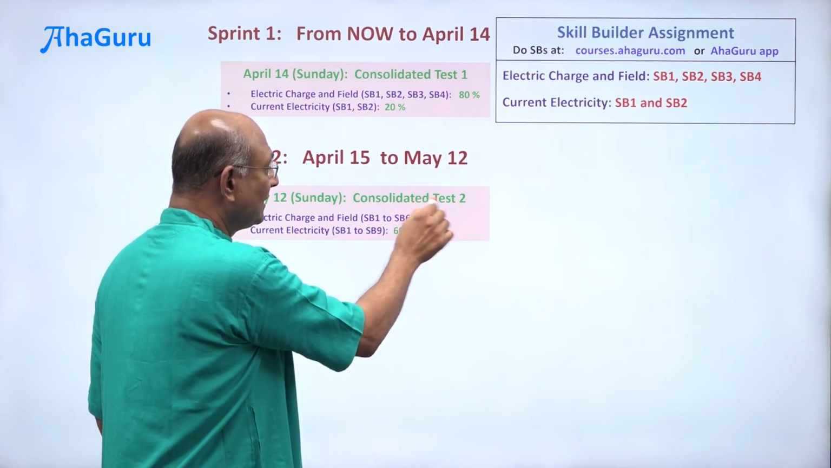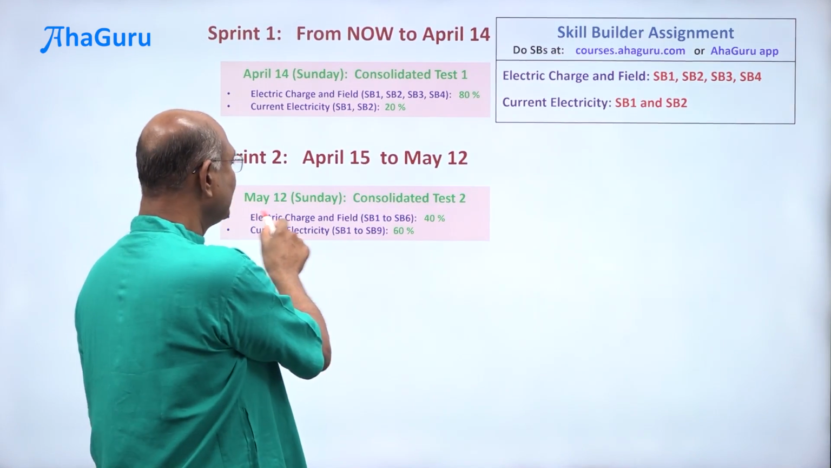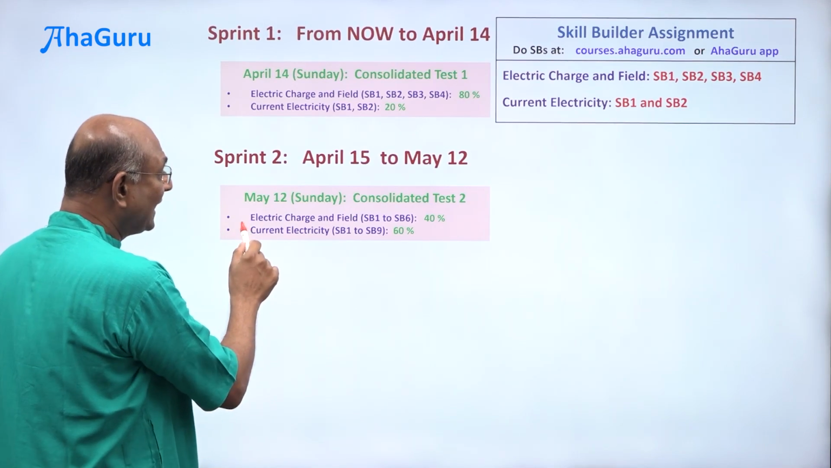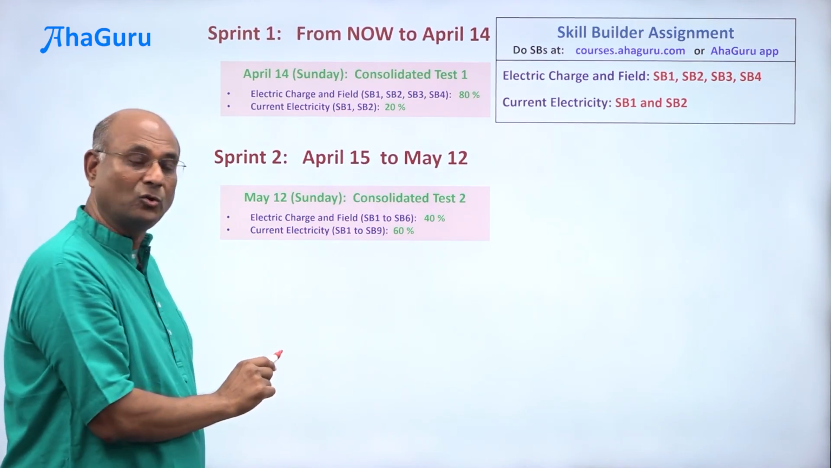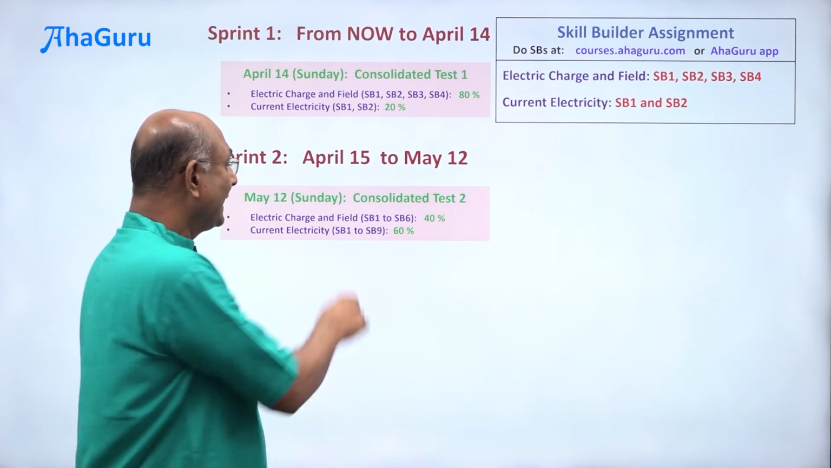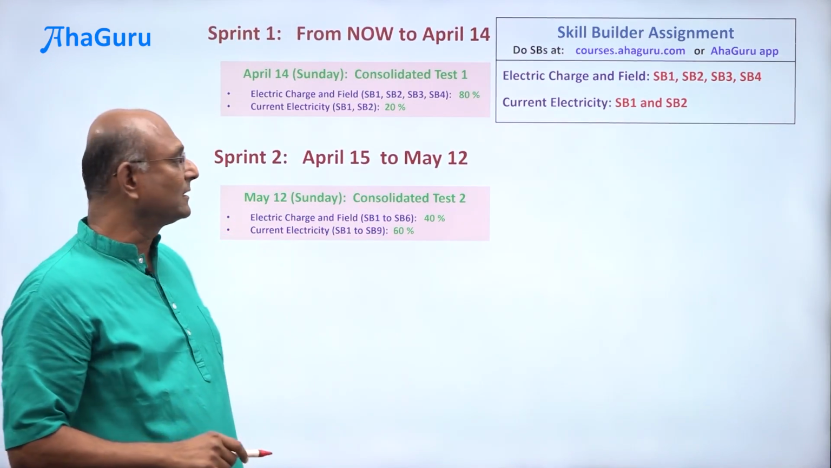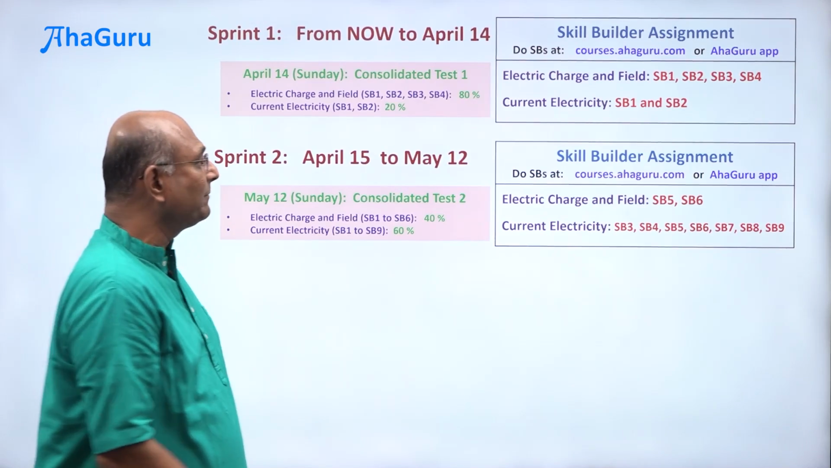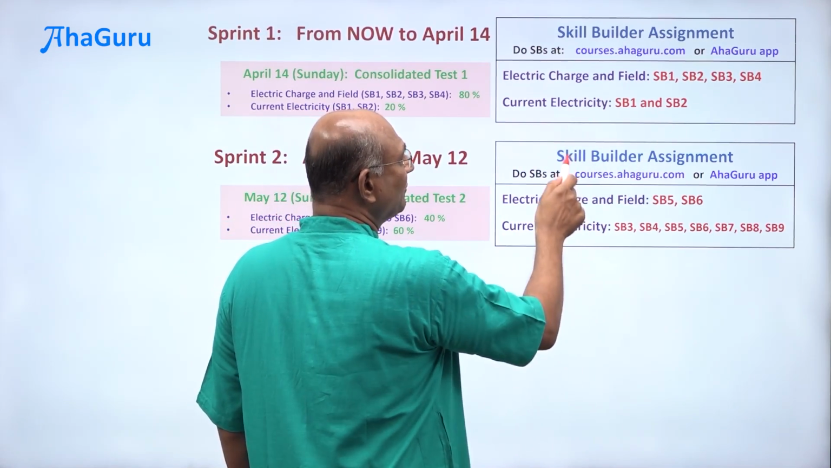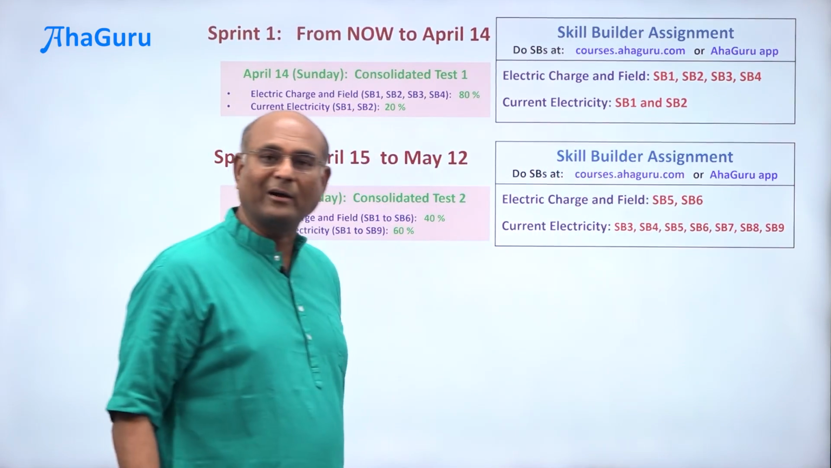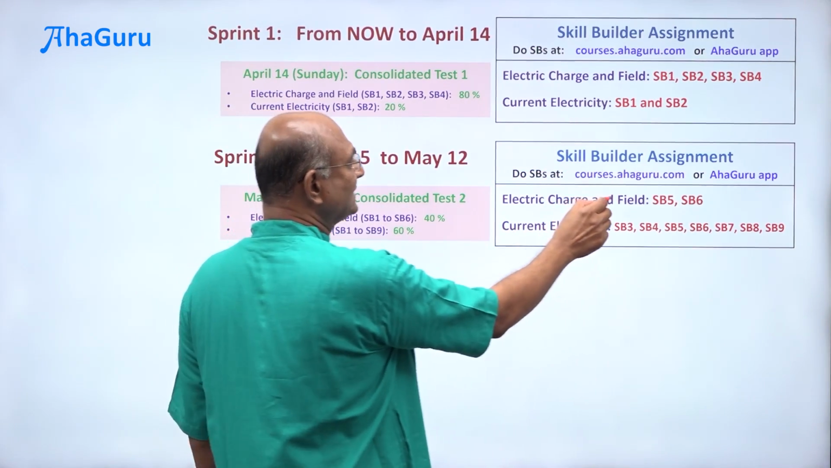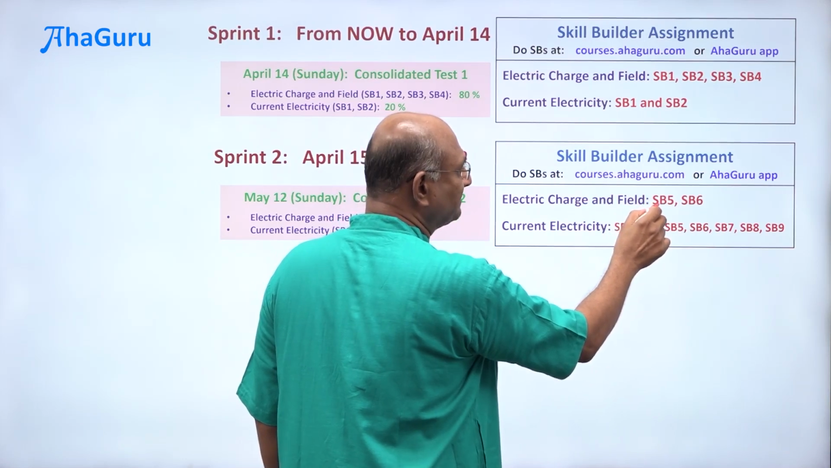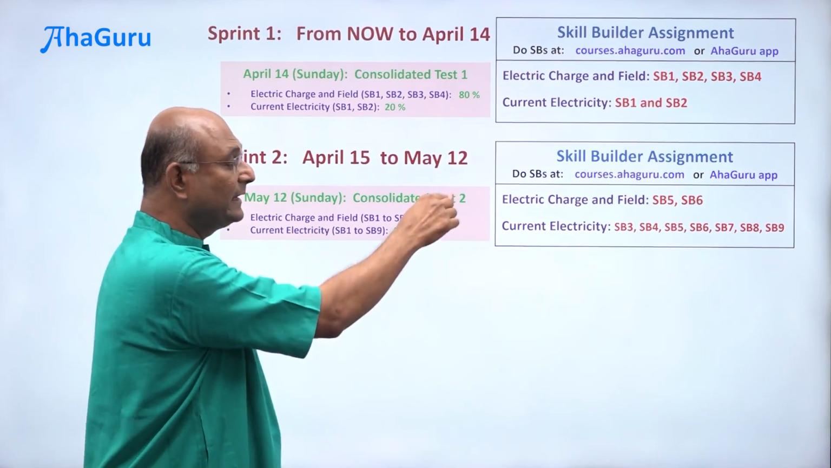And 40% of your marks will be for this topic. And current electricity SB1 to SB9. Here we only did SB1, 2. Here you're going to have a lot more, and this will cover 60%. Okay. So what will be the online assignment? Skill builder assignments. Once I say skill builder, it is at courses.ahaguru.com or at the AhaGuru courses app. And the assignment will be electric charge and field SB5, SB6 dipoles.